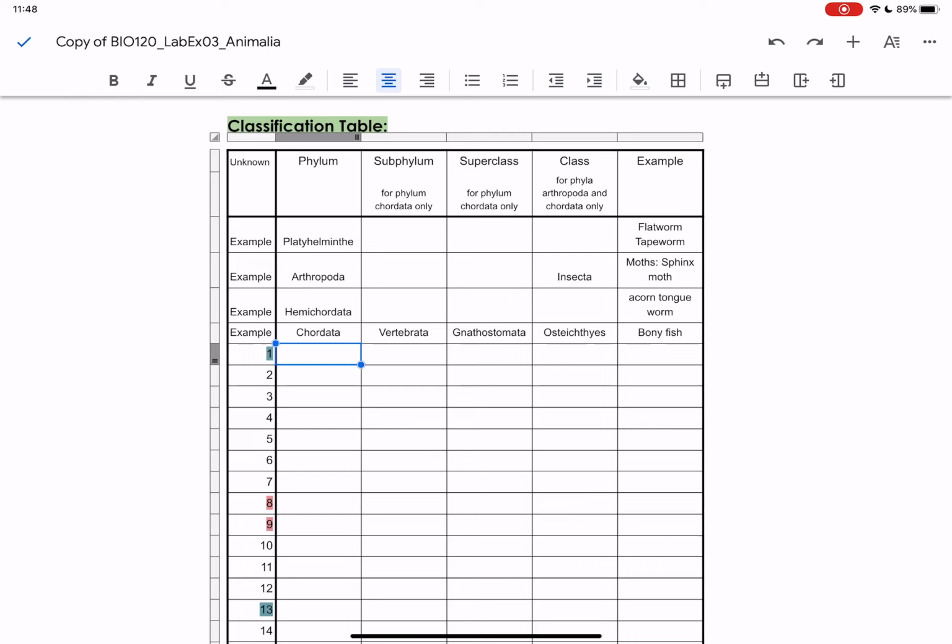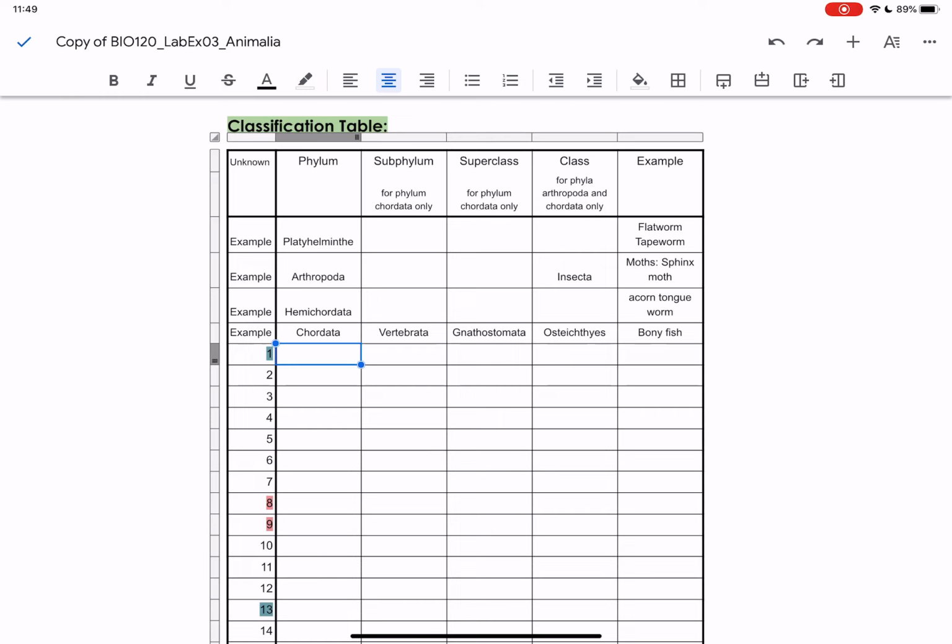Now, if your unknown animal is not a member of the arthropod phylum, and it's not a member of the chordate phylum, so it's any of the other 7, you only have to fill out 2 things, okay? Those 2 things are the phylum and the name, the example given. Okay, so just those 2 columns if it's not an arthropod or if it's not a chordate.